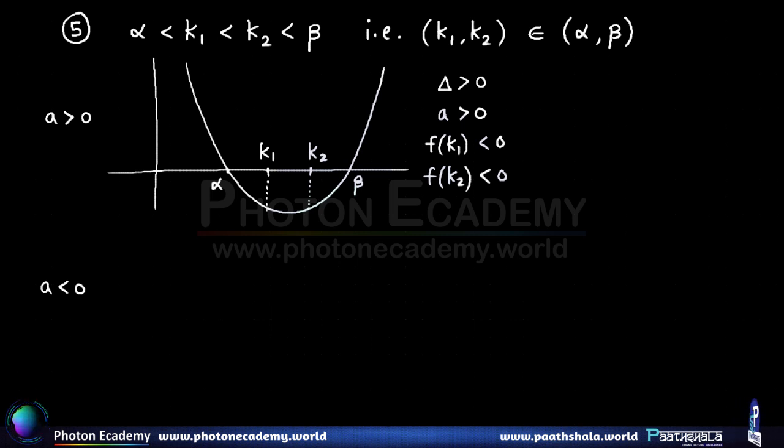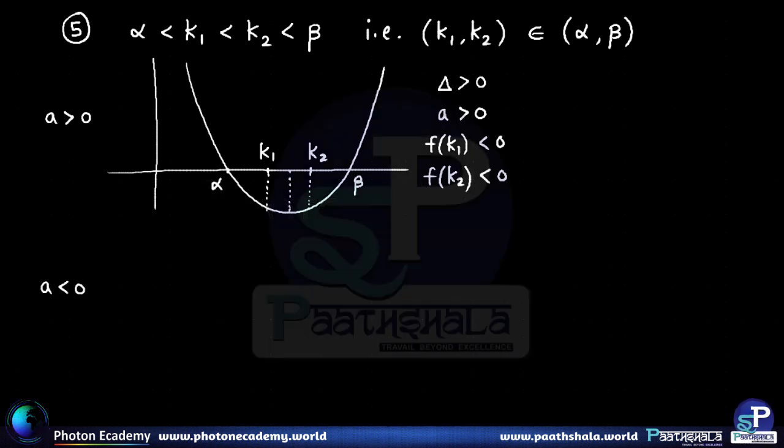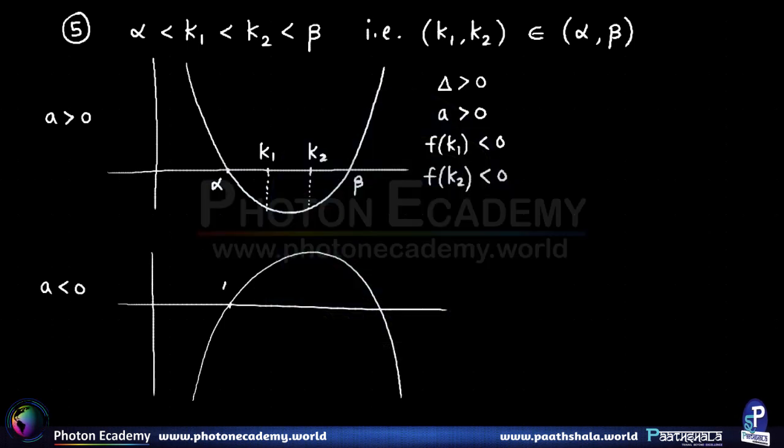And now here also we don't need to know whether k1 and k2 are to the left or right of the mid value, that is minus b by 2a. So we will not need that particular condition. Let's go to the other case, which is a less than 0, where we have a parabola opening downwards. Once again we show two arbitrary numbers between the roots, which are k1 and k2.